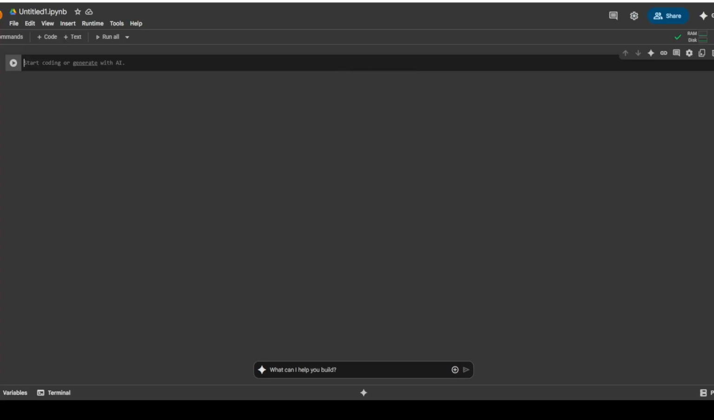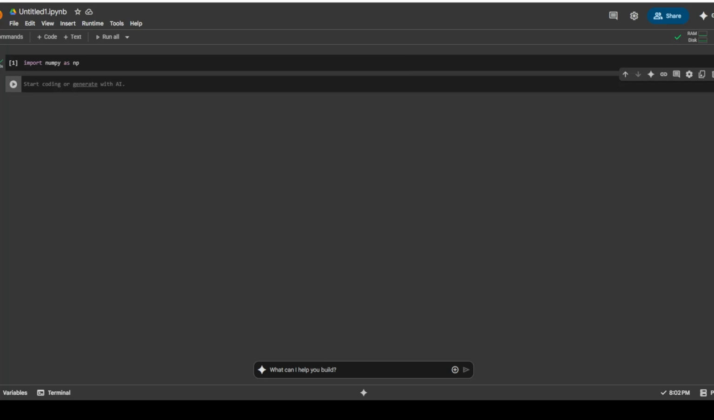As you can see here, I have opened my Google Colab. I will be sharing the file with you later on. So at first we are going to import our NumPy, as we are just using some basic things. Okay, now we imported this.